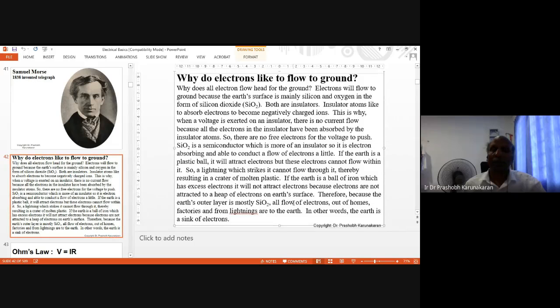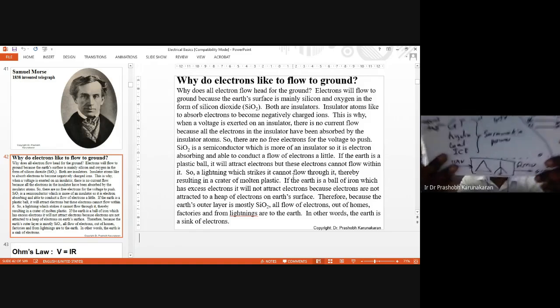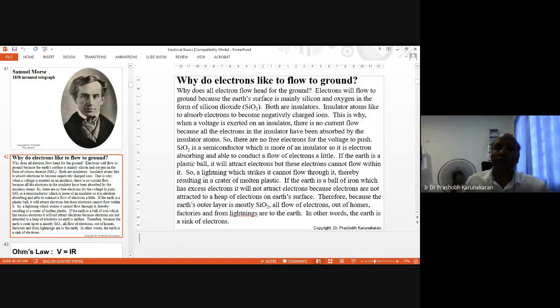Okay, so second thing, how the transformer works. So just now I showed you this one. What's the meaning of this? Let me show you.